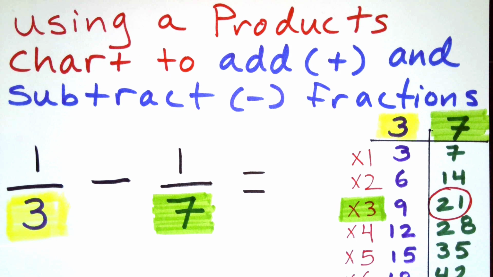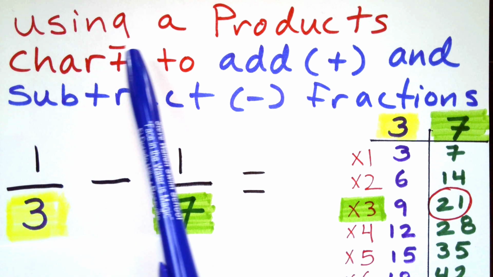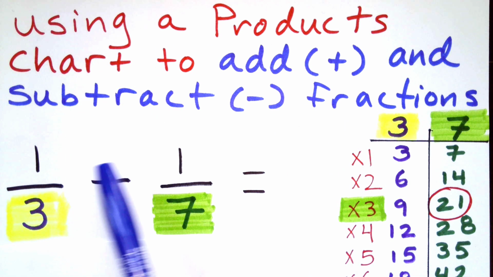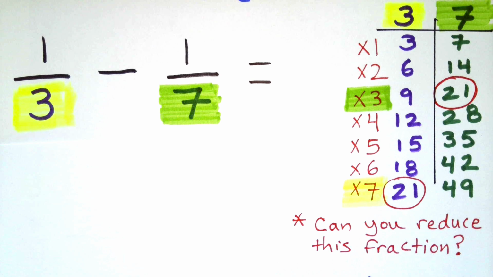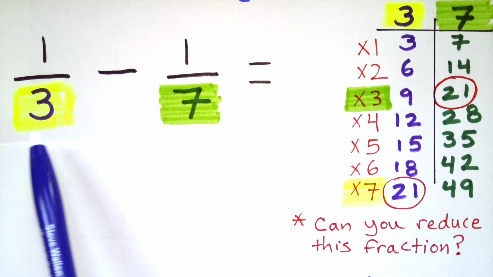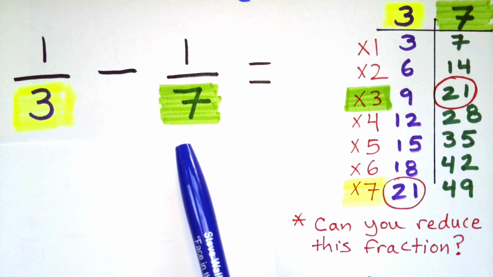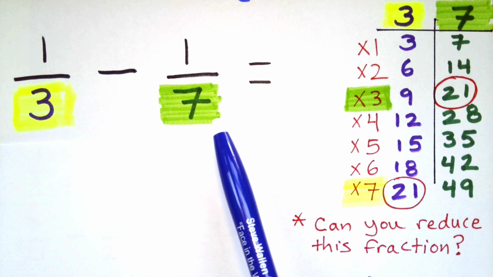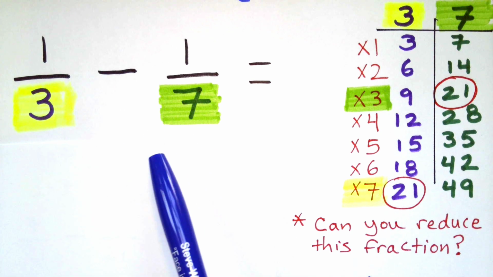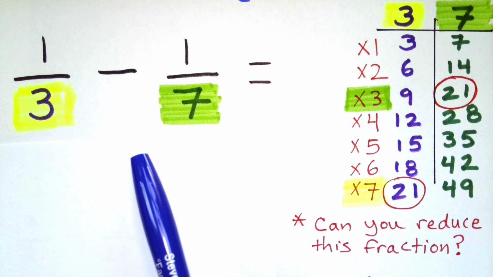In this part 10 video, we're continuing using a products chart to add and subtract fractions, right? I'm also going to go over and review with you that little fraction trick in case you missed it in my prior part videos. Okay, so in review, we are subtracting 1/3 minus 1/7, and the numbers on the bottom in the denominator's place are not the same. In order to add or subtract, you must have the same denominator. That's the same number in the bottom, or sometimes called the common denominator.